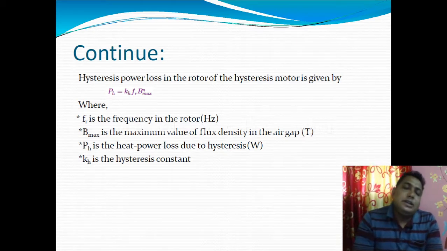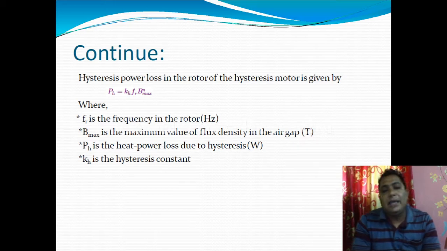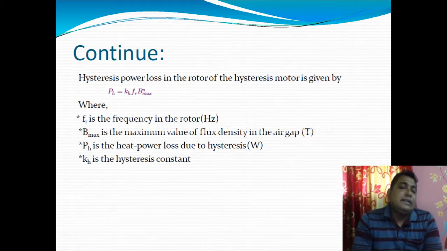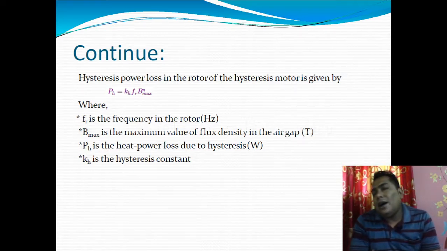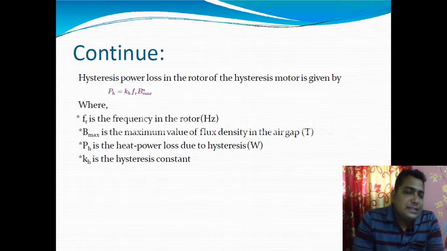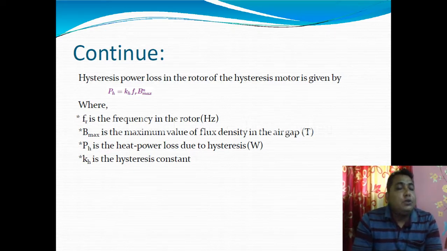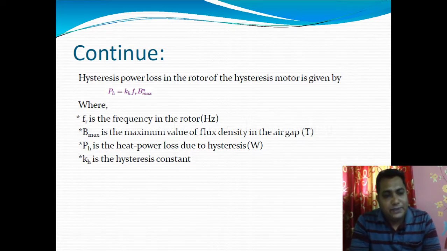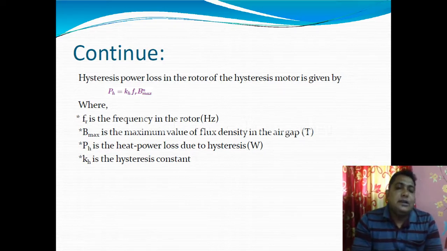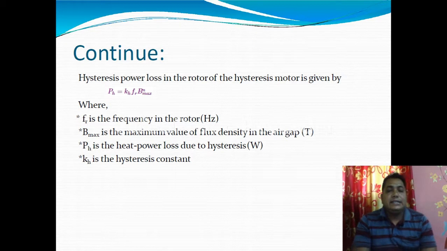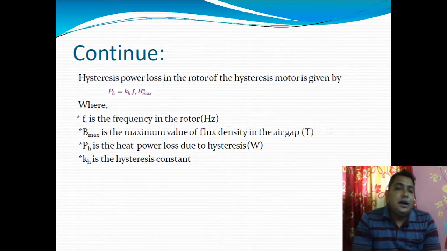Okay, so the hysteresis power loss is given by Kh, obviously a constant, Fr, that is a frequency, and B max to the power n, that must be a magnetic flux density. So let us see what those are. Fr is the frequency in the rotor. B max is the maximum value of the flux density in the air gap. Ph is the heat power loss due to the hysteresis.